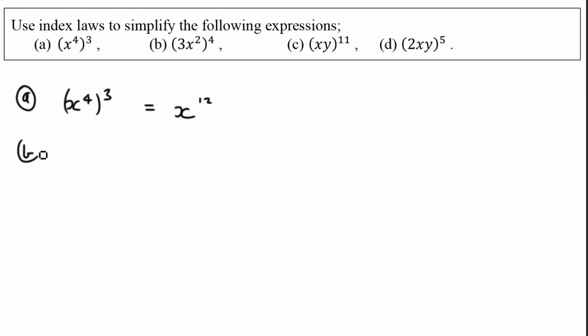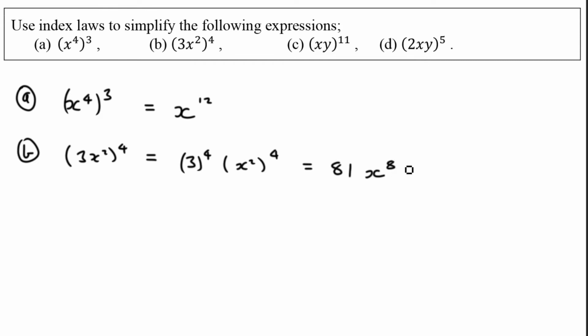In part B, we have to simplify 3x squared to the power of 4. Using our final index law, we can write that as 3 to the power of 4 multiplied by x squared to the power of 4. 3 to the power of 4 is 81. X squared to the power of 4 is x to the 8. Because of a power to a power, we have an index law which says we multiply those two things together.